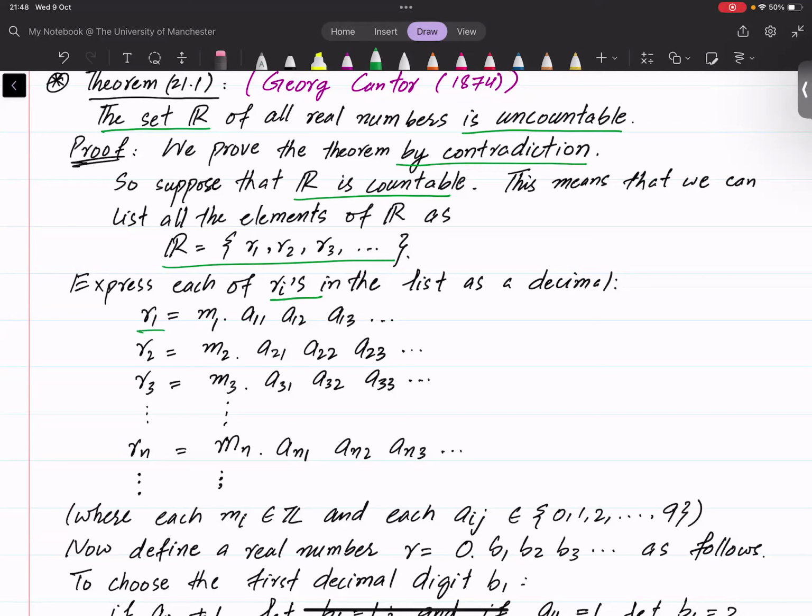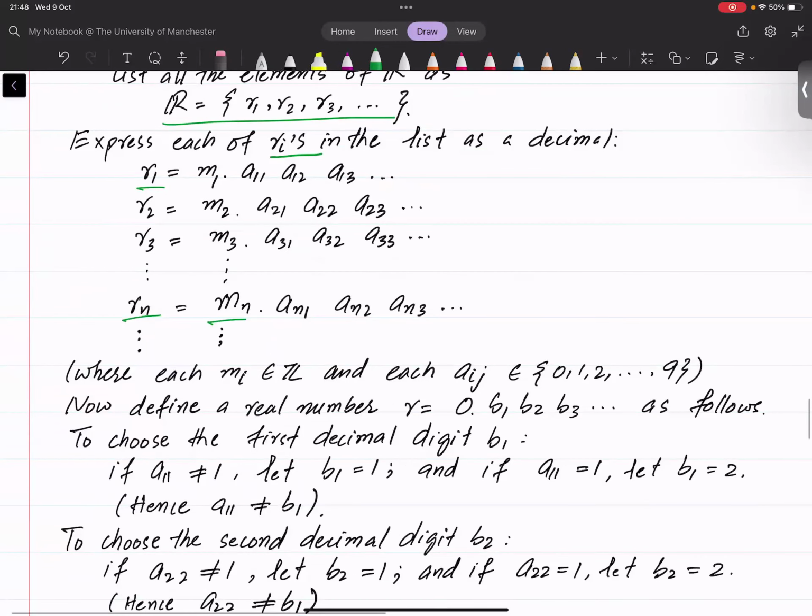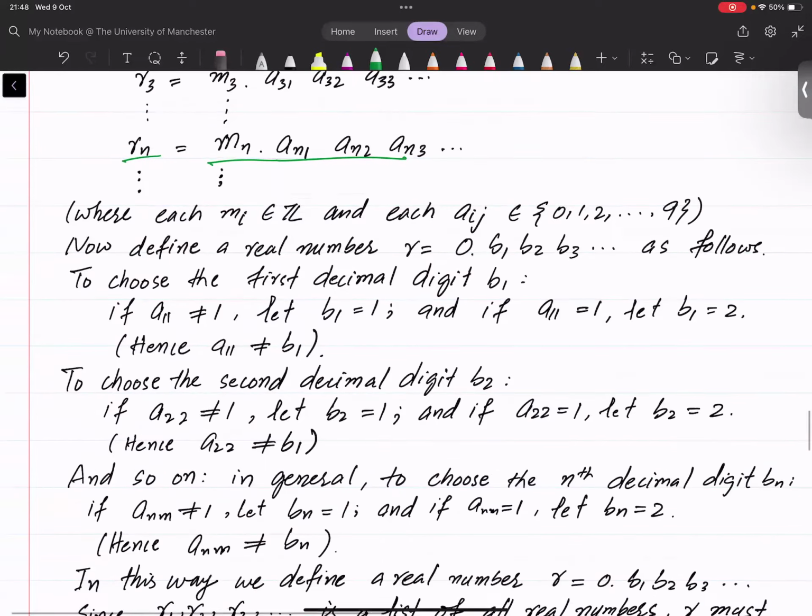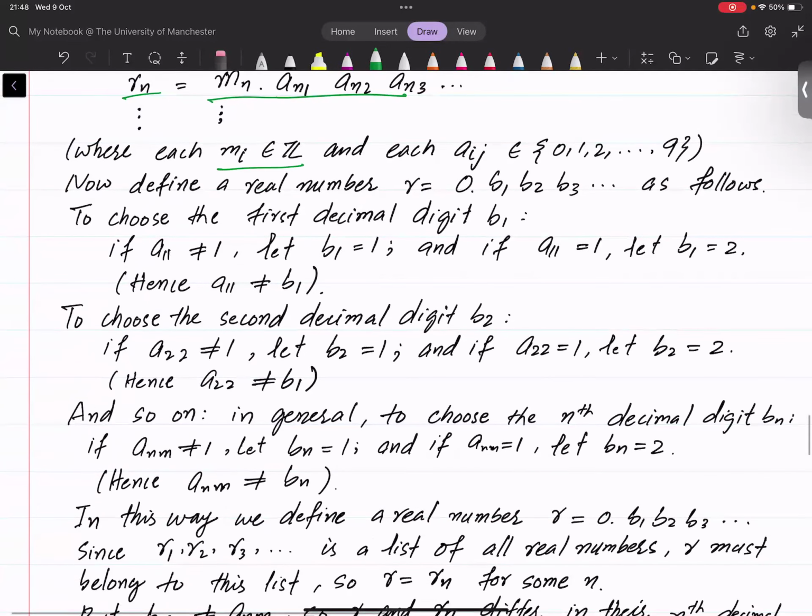So we can define R1 equals M1 dot A11, A12, A13. R2 is M2 dot A21, A22, A23, and so on up to Rn like this, where each Mi is an integer and each Aij belongs to this set, because after the decimal point you will always have elements coming from the set 0, 1, 2 up to 9. These digits can be any of these elements, any number of times, with repeated numbers, and things like that.